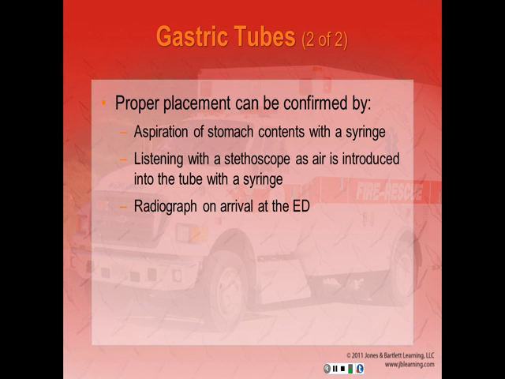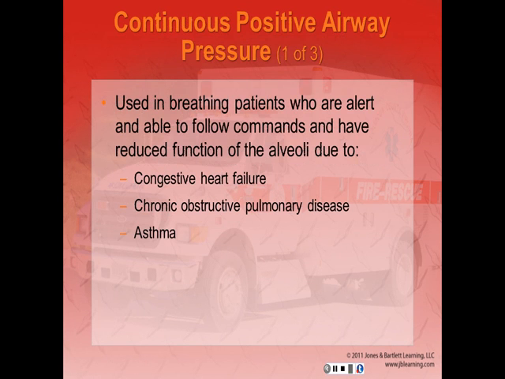After placement, the gastric tube is measured to determine the proper depth of insertion. It's lubricated and then passed through the nostril or mouth and into the stomach. The stomach contents and air can be aspirated or passively allowed to escape through the tube. Proper placement can be confirmed by aspiration of stomach contents with a syringe, listening with a stethoscope as air is introduced into the G tube with a syringe, and a radiograph on arrival at the emergency department.